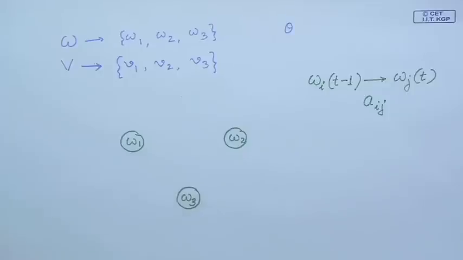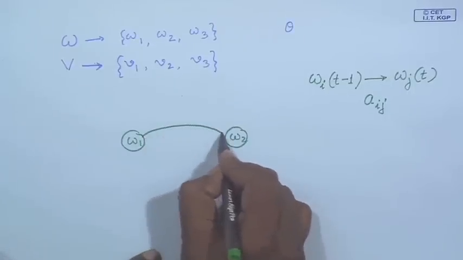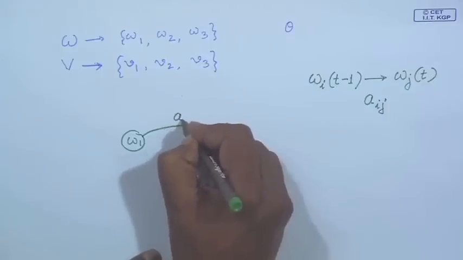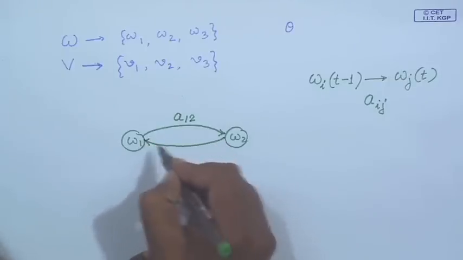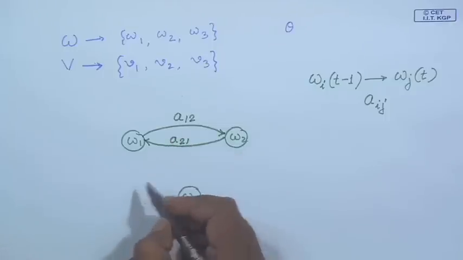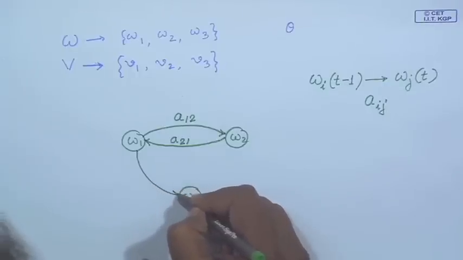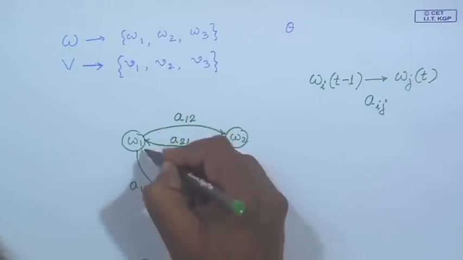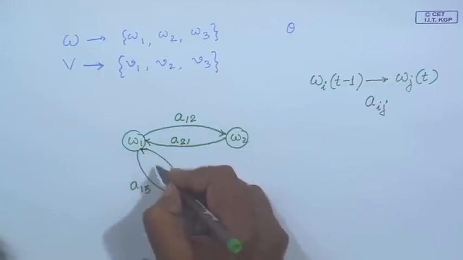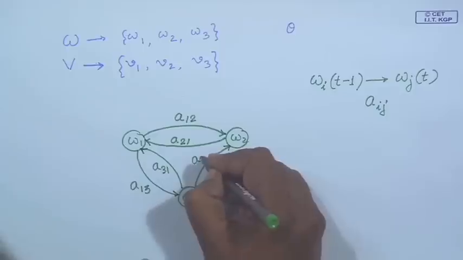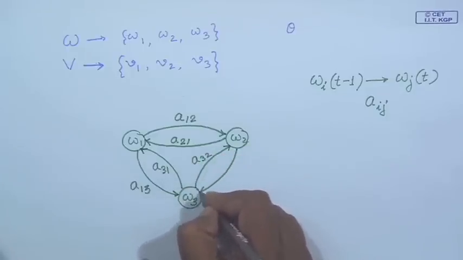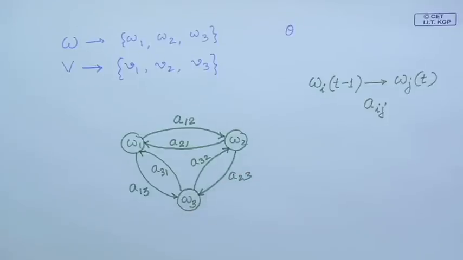So, from omega 1, this hidden Markov model can make a transition to state omega 2, where the probability of transition is given by A12. Similarly, from omega 2, it can have a transition to omega 1, where the probability of transition is A21. Similarly, omega 1 to omega 3 will be A13, omega 3 to omega 1 will be A31, omega 3 to omega 2 will be A32, omega 2 to omega 3 will be A23. So, these are the transition probabilities between two different states.